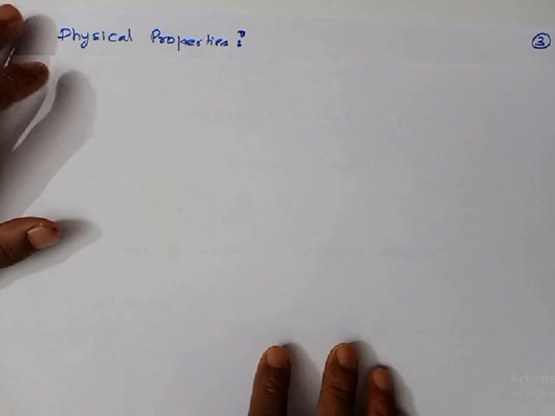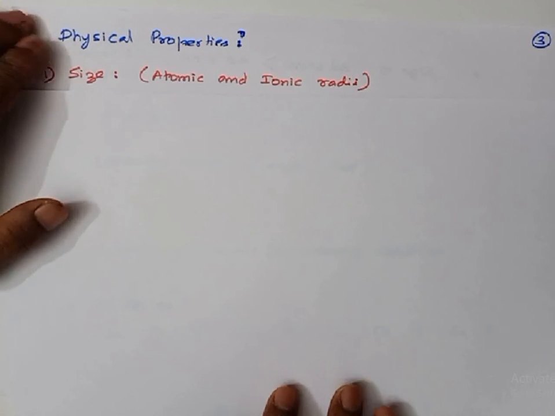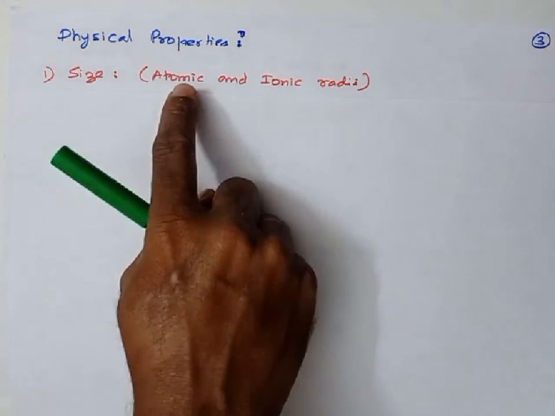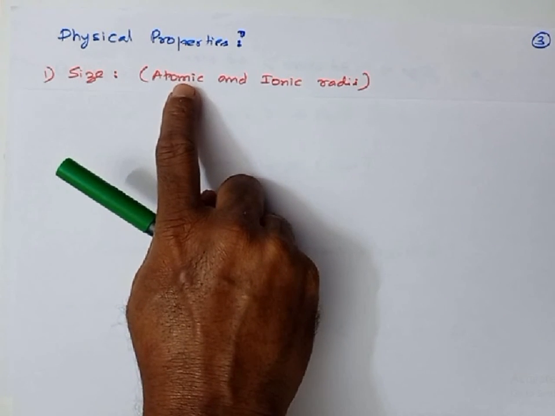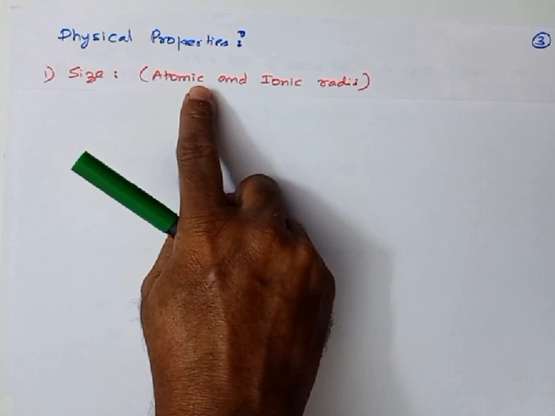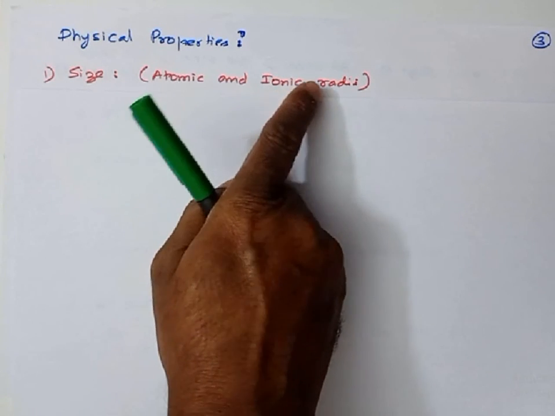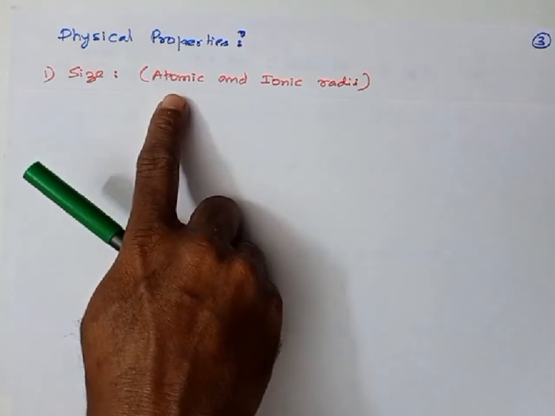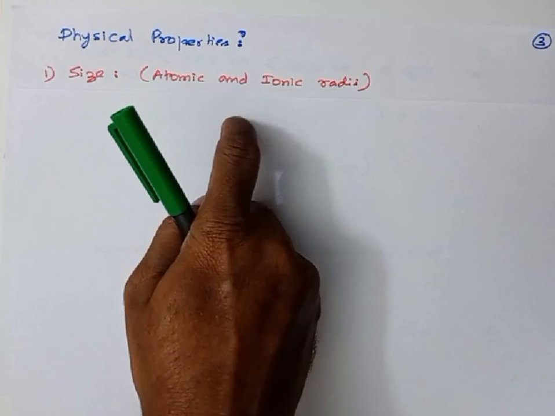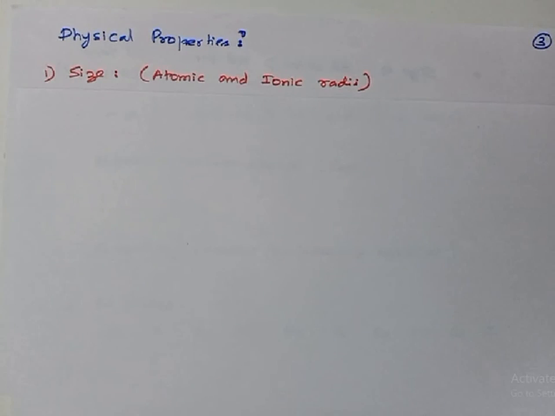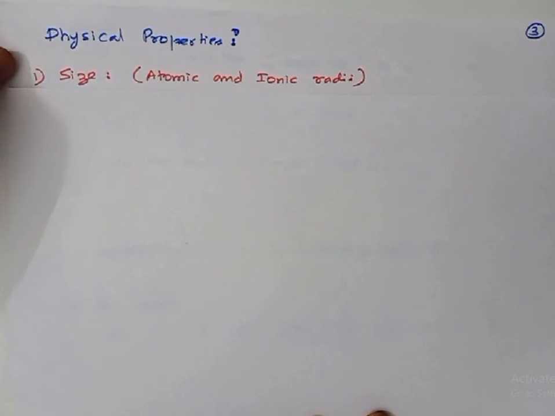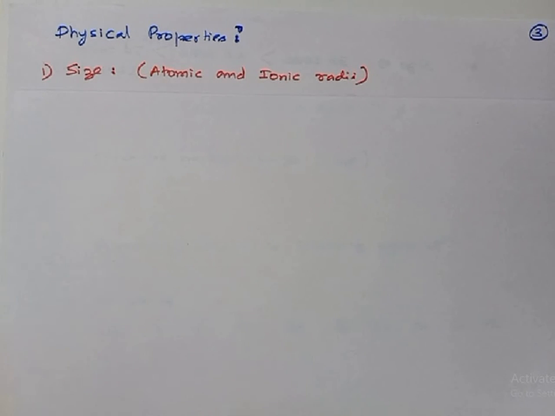Clear? Now, in the physical properties, the first property that we are going to discuss is size of the d block elements. You can compare size by making use of their atomic radii. You can compare the size of ions by making use of their ionic radii. For a neutral atom, we take atomic radius. For ions, we take ionic radius. In plural, we write radii. Now first I'll take the atom, then we'll discuss ions.